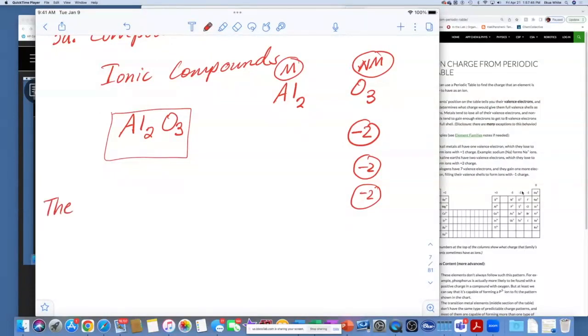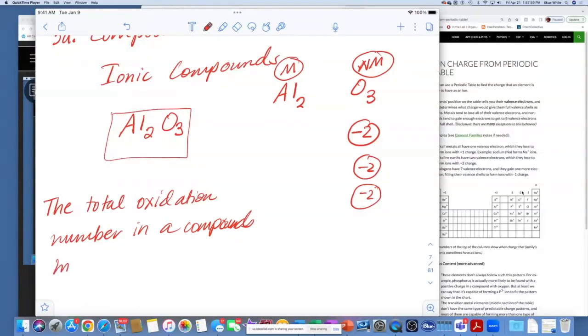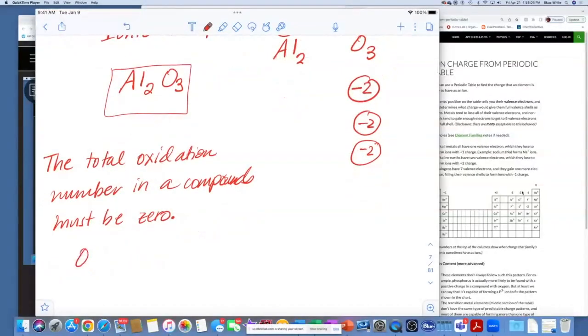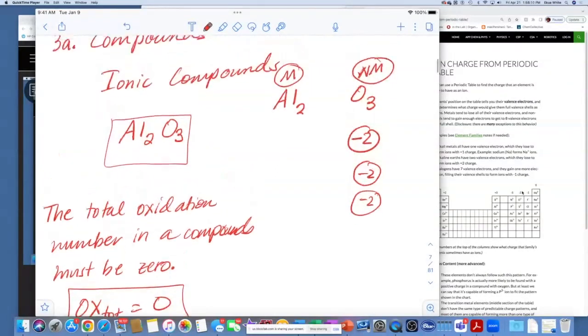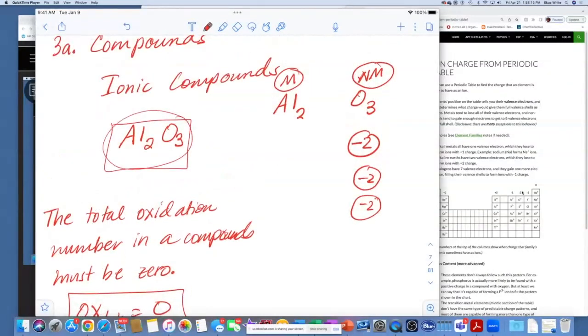So I'm going to write here the total oxidation number in a compound, because compounds have no charges, right? Must be 0. This is non-negotiable. Okay, so right here, oxidation total for the whole compound must be equal to 0 because it has to match the overall charge, and the overall charge in the compound is 0. Therefore, total oxidation number must be 0.